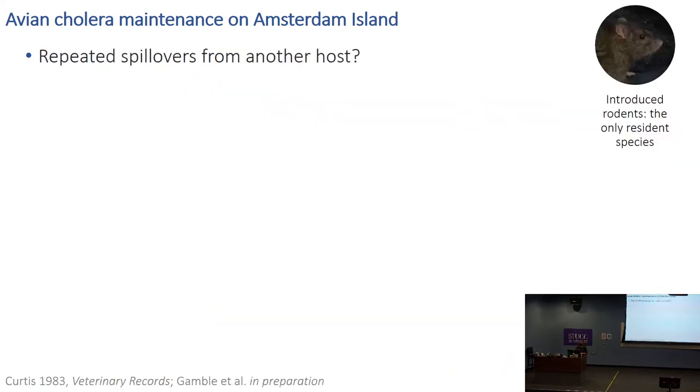And so the last hypothesis we were left with is repeated spillovers from another host. In particular, we drew attention to rodents because they are the only resident species on the island. They are the only ones that are not migrating. We have brown rats and house mice on the island. If we want to have spillover between the seabirds and the rodents, we need two things. The first thing is contact between the two species.